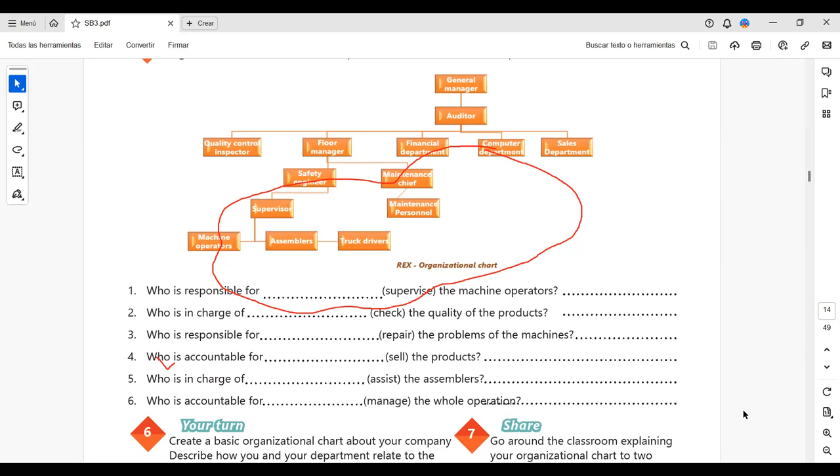And number six, can you read it? The final one. Who is accountable for managing the whole operation? Okay. Managing. The whole operation. Operation.